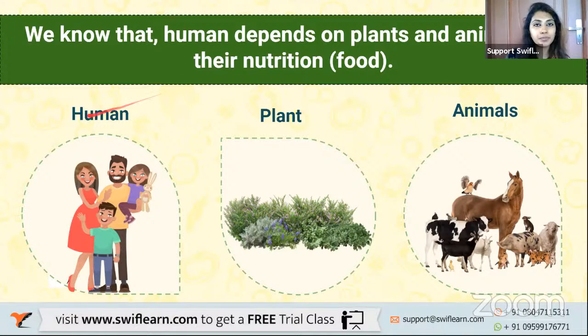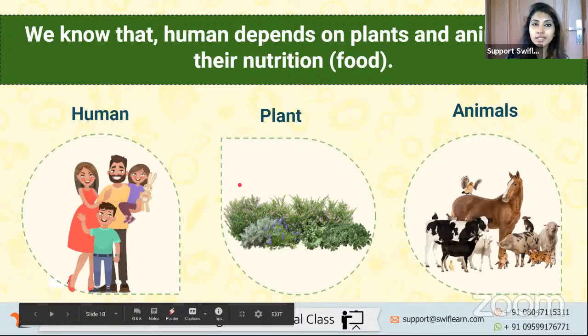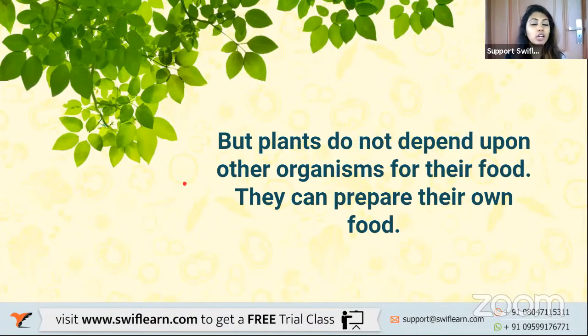We know that humans depend on plants and animals for their nutrition. We all know that, right? Humans are completely dependent on plants and animals. Just imagine, if there were no plants on this whole planet, there would not be animals. If there were no plants and animals, then we would not have nutrition. That is how important plants are, and the nutrition that we get from plants. But plants do not depend upon other organisms for their food. They can prepare their own food. How do they do that? That is our main topic for today.